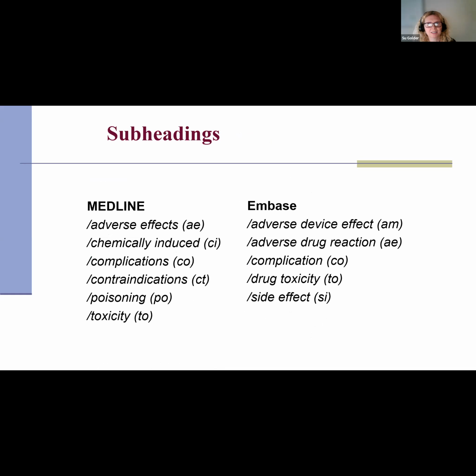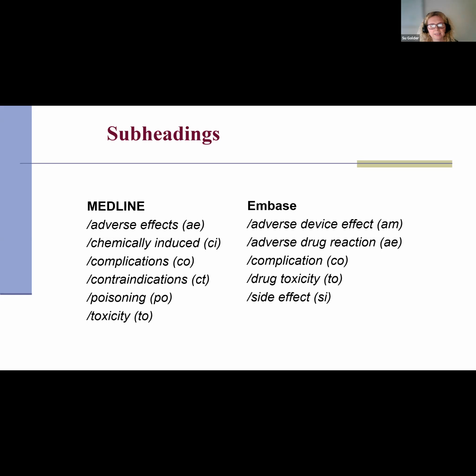I mentioned subheadings in passing, but I'd like to expand on that a little bit further, as I think subheadings are really key to searching for adverse events. I very rarely use them outside of the adverse event arena, but I always use them when searching for harms. So these are the subheadings that I would recommend trying in MEDLINE and in Embase: adverse effects or adverse drug reaction or adverse device effect being the most relevant.